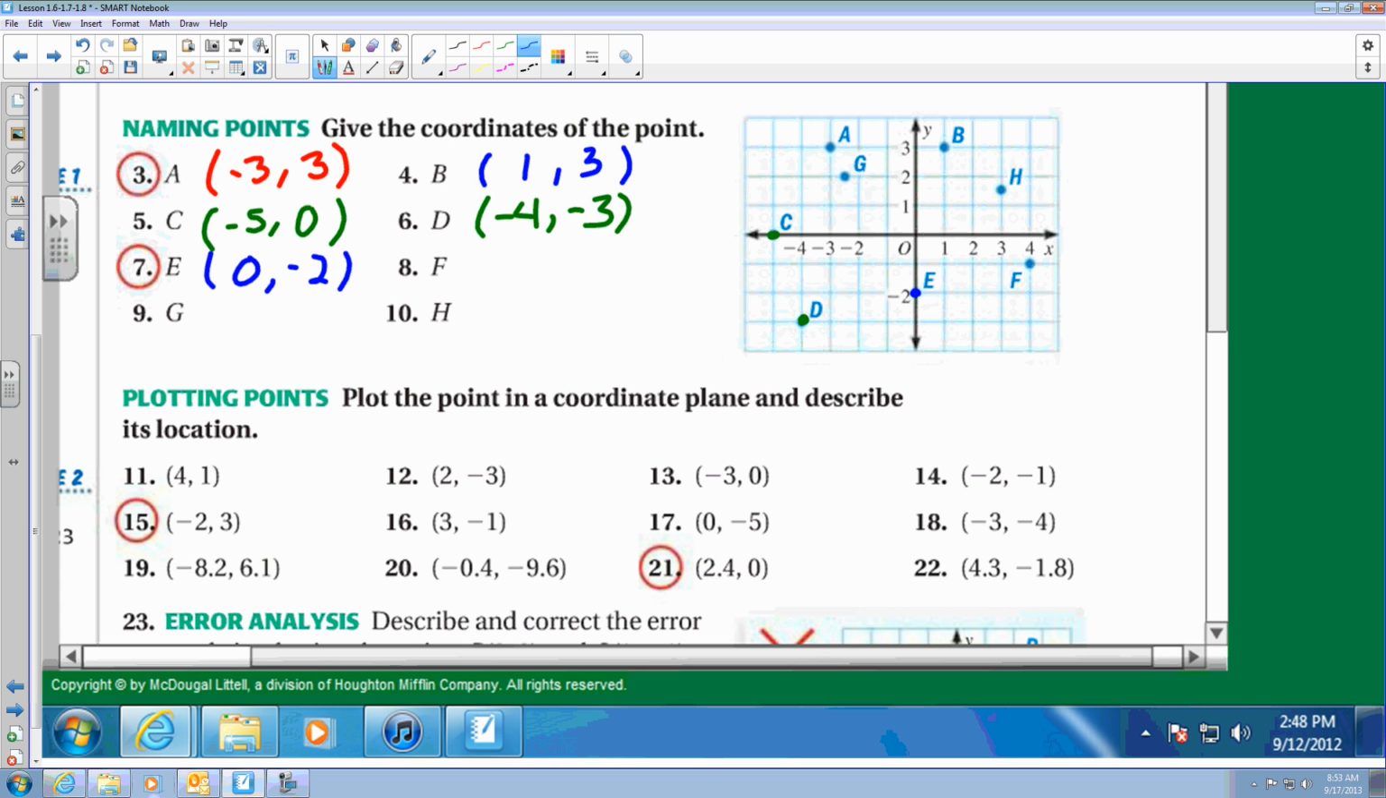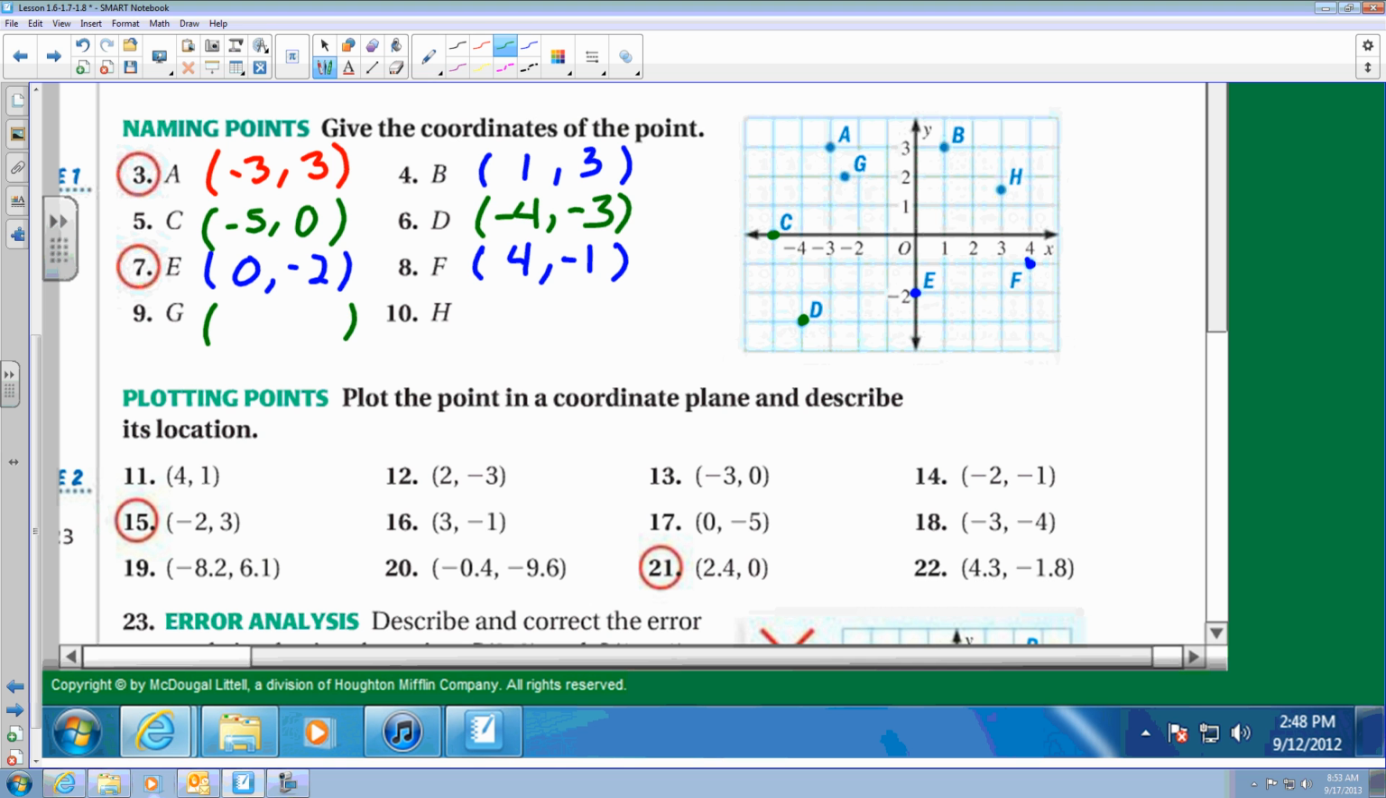F, right here, goes to the right of 0, so it's going to be a positive x value, and it's stated it's a positive 4. And then for the up and down, it goes down 1 unit, and so it's a negative 1.